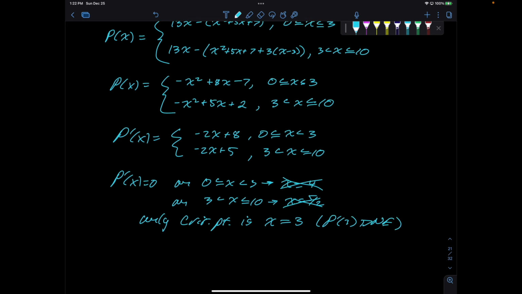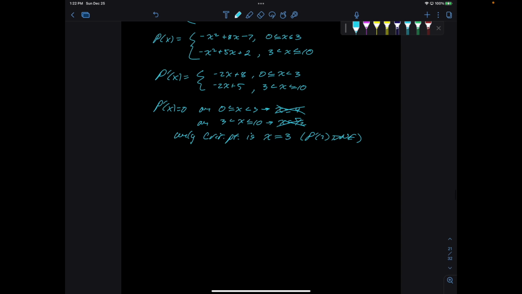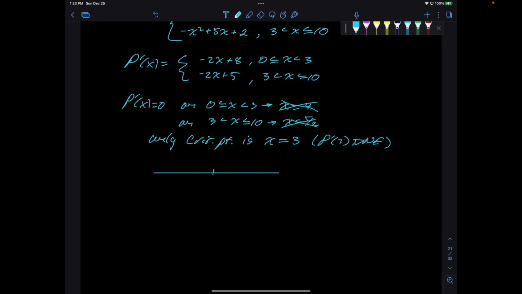I've lost track of what I'm even doing. What level of output maximizes profit? So if p prime changes from positive to negative at 3, that'll be the answer. If not, it's either do nothing, like don't have a company, or make 10 tons, go for it. So sign chart, I suppose. Kind of feeling like the answer is definitely going to be 3, but we still have to check.